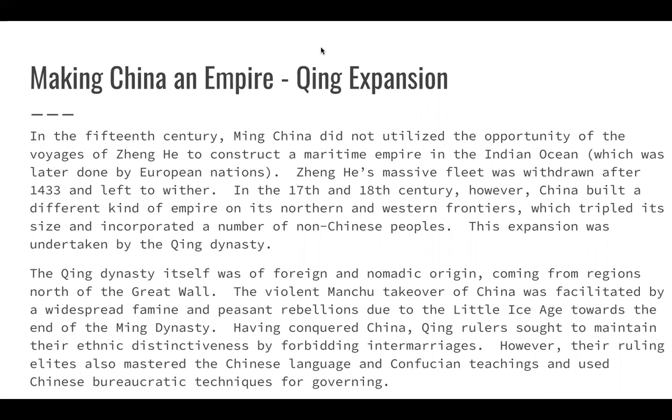Having conquered China, Qing rulers sought to maintain their ethnic distinctiveness by forbidding intermarriages. However, their ruling elites also mastered the Chinese language and Confucian teachings and used Chinese bureaucratic techniques for governing.